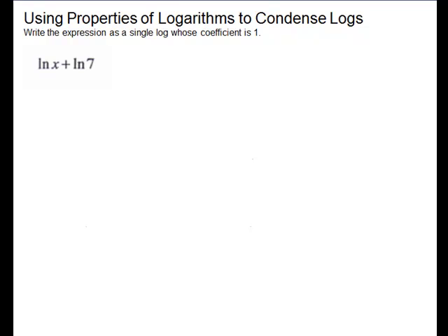In this section, we're going to use properties of logarithms to condense logs. So we're going to write the expression as a single log with a coefficient of 1. And to do this, you want to put any exponents back on first, so remove the coefficients and write them as exponents. And for any rational exponents, we're going to write those as radicals.